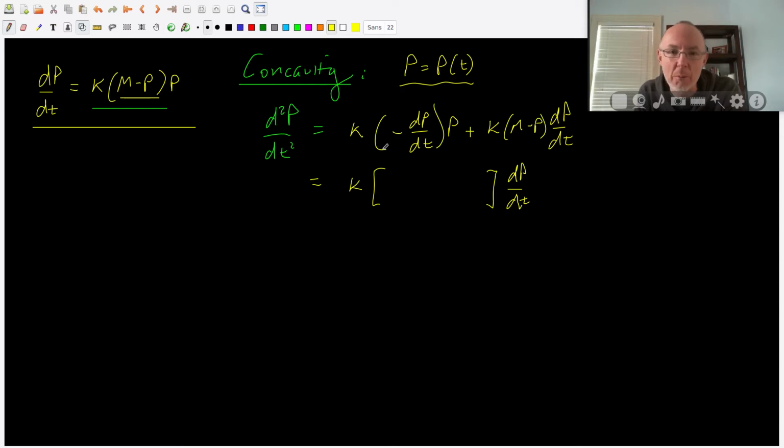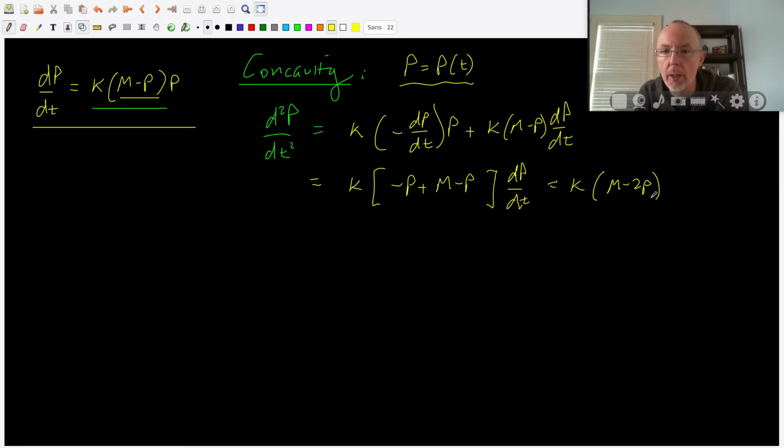There's a k in both terms, and what I'm left with is minus p plus m minus p. Is that right? Yeah. So m minus 2p. So this is k. What's in the bracket there? m minus 2p.